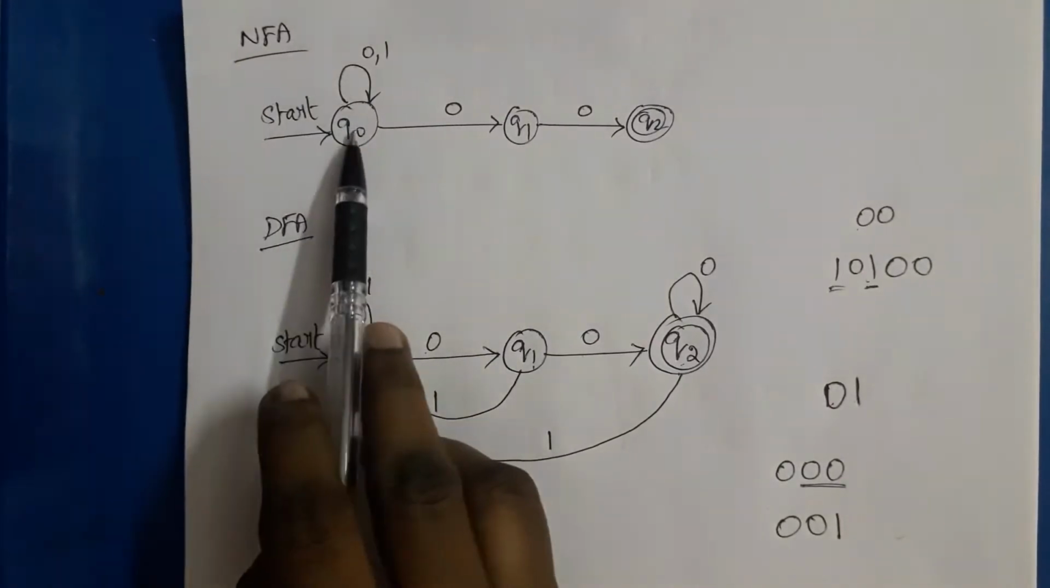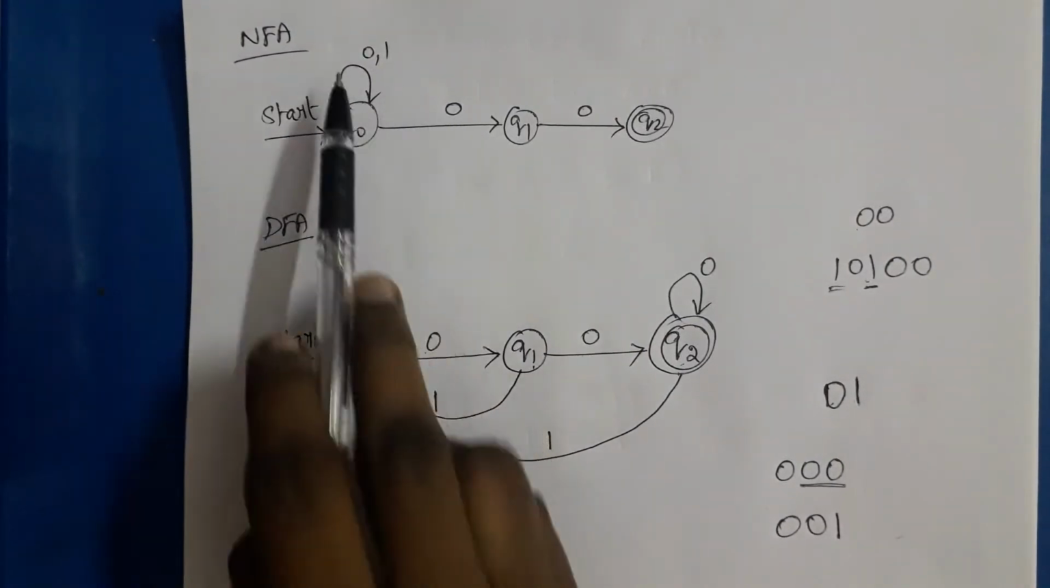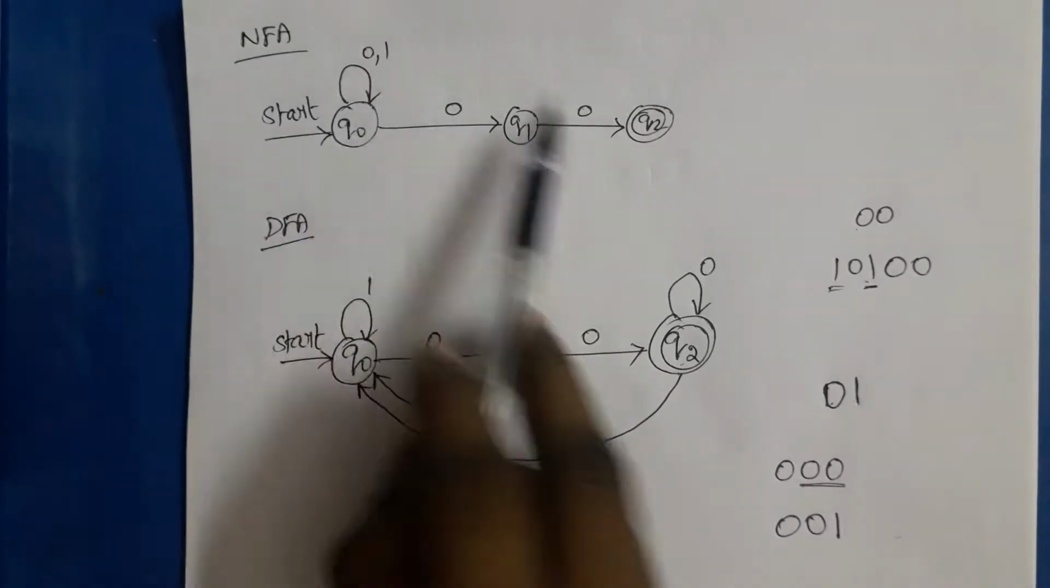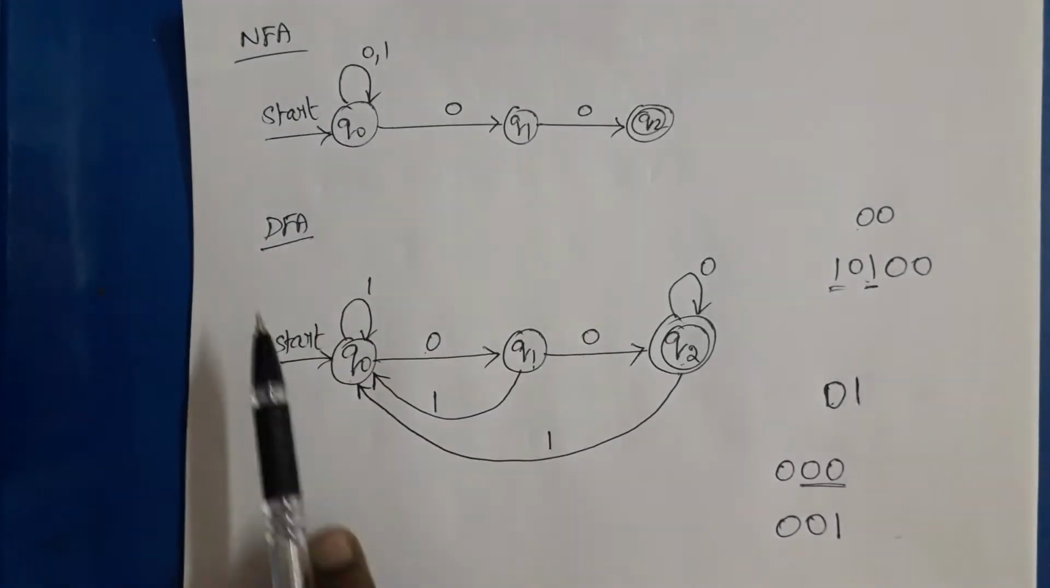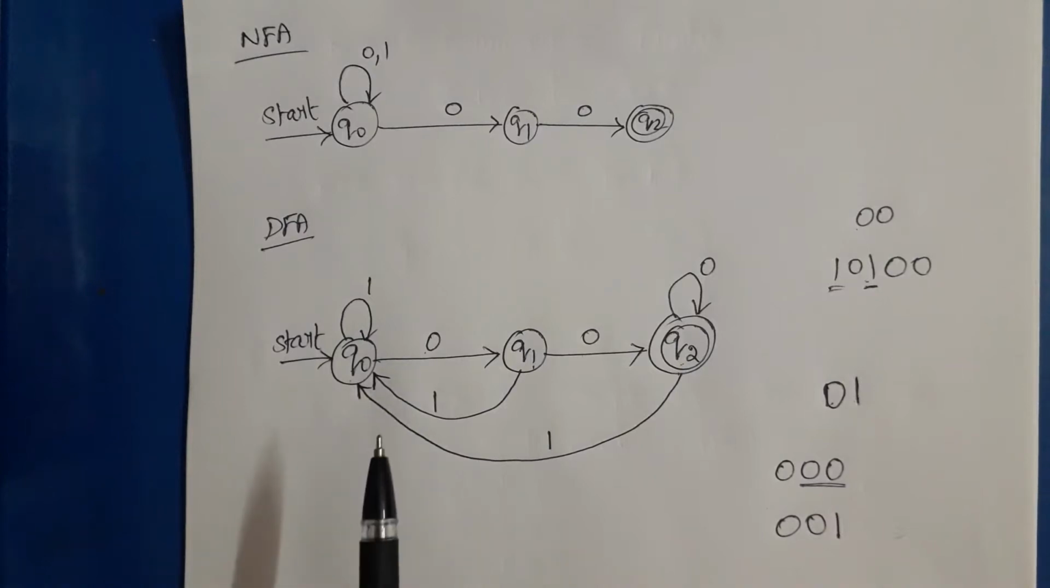In NFA, from state Q0 two transitions are possible for 0. So we have a simple NFA diagram, but in DFA this is not possible. So this is the DFA representation for all the binary strings that end with 0 0.